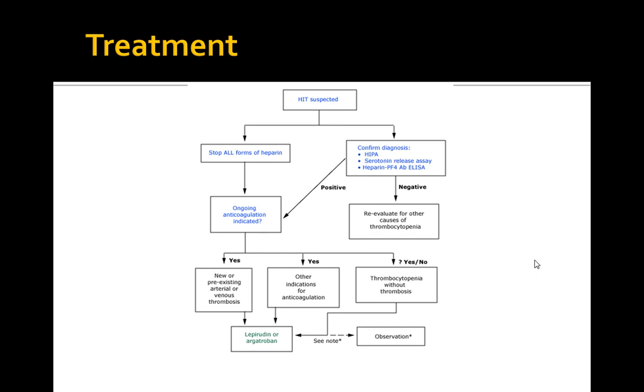So let's take a look at this algorithm. You suspect HIT, immediately you're going to stop all forms of heparin, and then you're going to start ongoing anticoagulation. If you do that, then you want to make sure that you use an agent such as a thrombin inhibitor like lepirudin. Okay. Again, this is an algorithm that you should follow if you suspect HIT immediately.